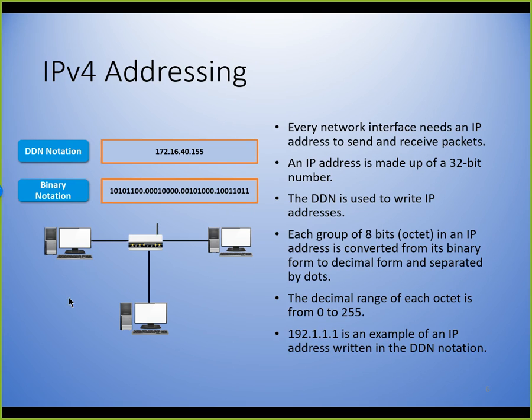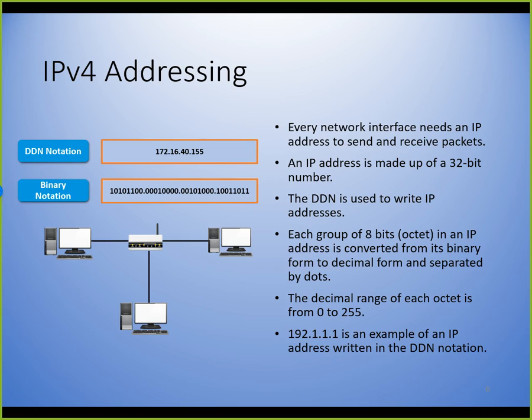So addressing: every network interface needs an IP address to send and receive packets. It's a 32-bit number, and dotted decimal notation, dotted quad, is used to write the address. 8 bits, an octet, in each of them in an IP address converted from binary form to decimal form. We saw how to do that conversion. The decimal range of each octet is 0 to 255, which gives us 256 numbers because 0 counts.